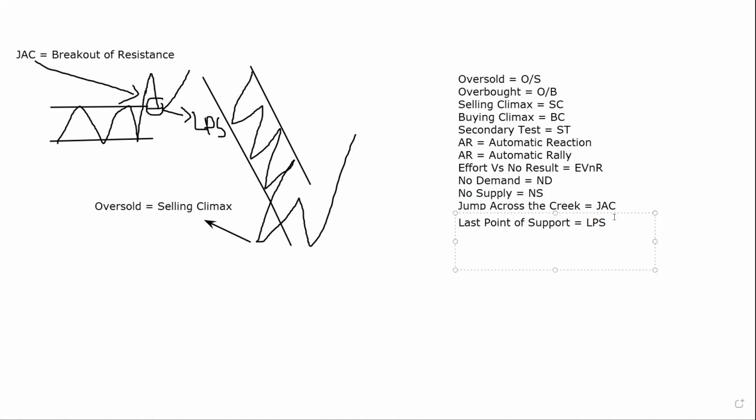After LPS, we have jump across the creek, and then to the opposite side, the support is FTI, falling through ice. Falling through ice is FTI. We call it FTI in short form. And then we have rally back to ice.